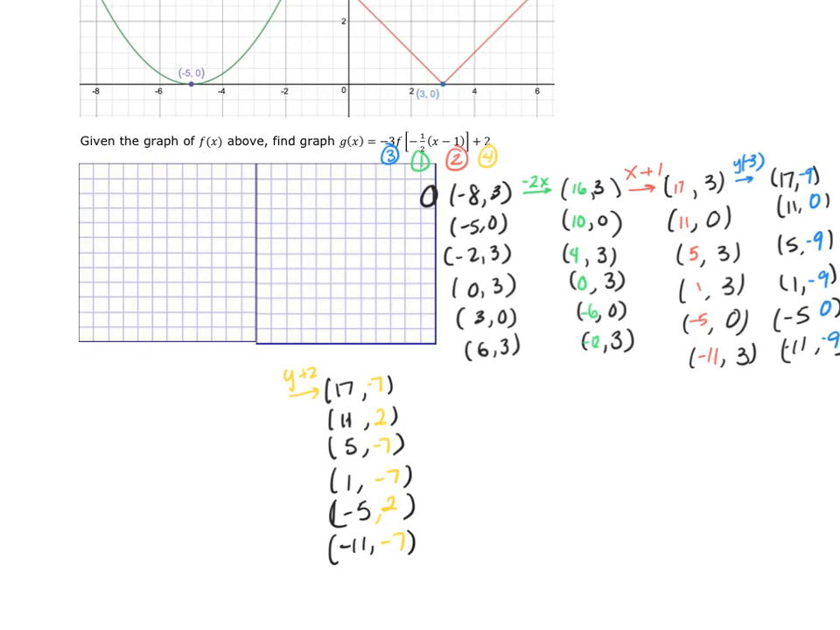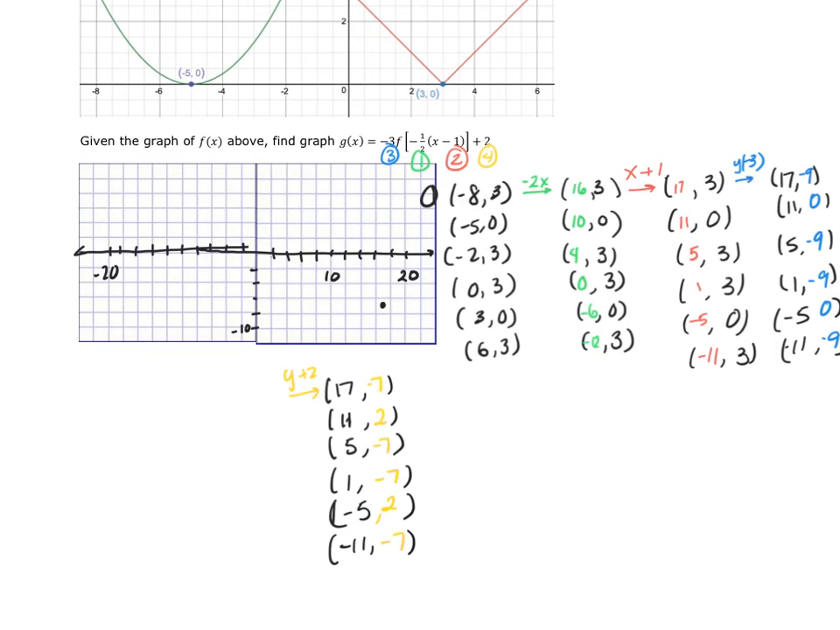So I'm going to go ahead and draw my axes here. I'm going to have each one of my grid marks be worth 2. So this is 2, 4, 6, 8, 10, 12, 14, 16, 18, 20. Let me draw that a little bit better. There we go. So my first point went from negative 8, 3 to 17, comma, negative 7. So 17, and negative 7. So right there.